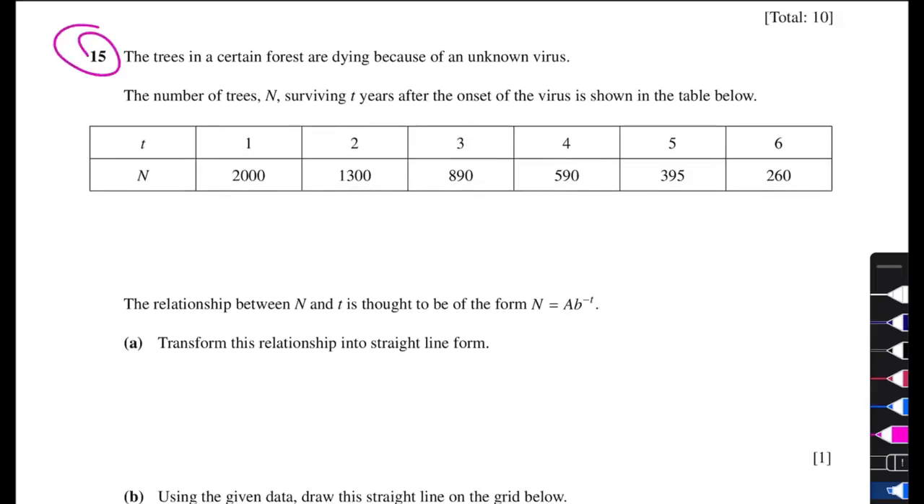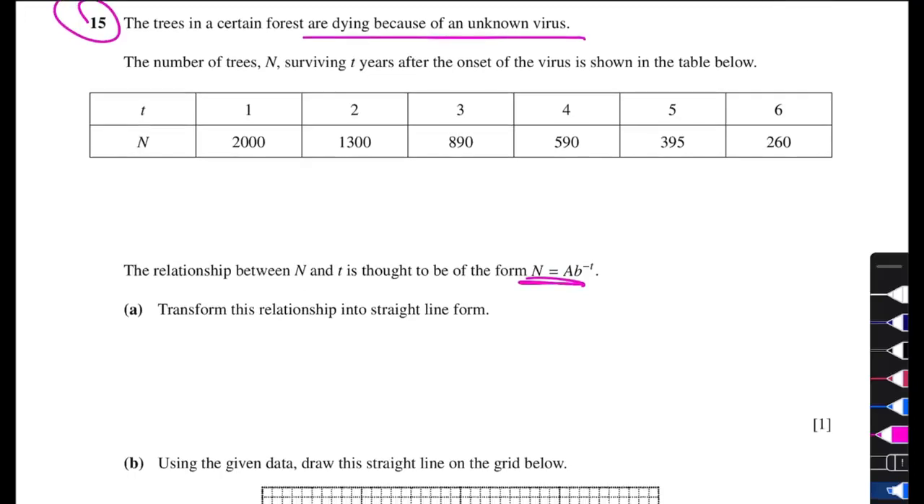trees in certain forests are dying because of an unknown virus. I hope it's not coronavirus. The relationship has been given as this. We should transform this relationship into a straight line form. Okay, so you have n is equal to a, b, negative t.